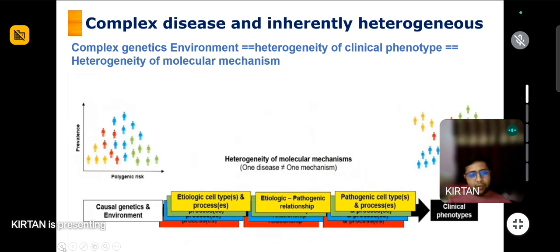Everyone is talking about polygenic risk scores and one disease, one mechanism. No, that is not possible in humans, because we have a large number of systems, with different kinds of interactions, different components playing a role, and different pathways or interactions, and these pathways play a major role in the analysis. So one disease equal to one mechanism is not possible.